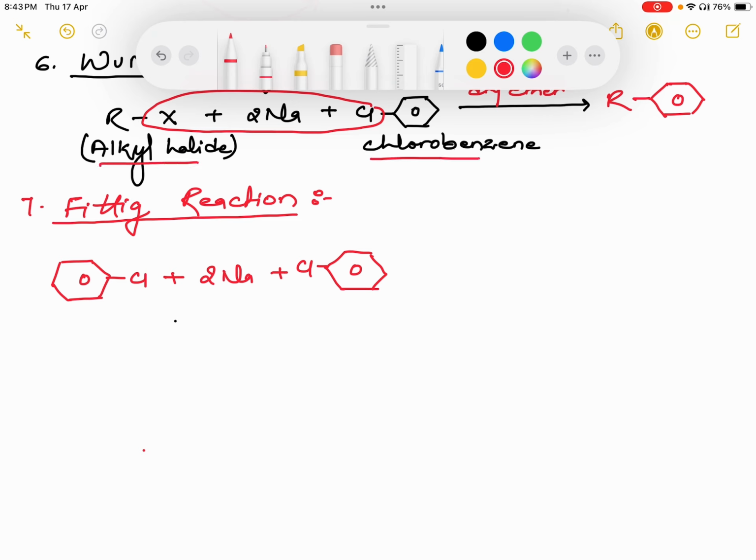One alkyl group and the other aryl group will attach. And here the situation is one is alkyl group and the other is aryl group. And if these have a connection, that is known as Wurtz-Fittig. And if both the aryl groups are there, that is Fittig. If both the alkyl groups are there, that is Wurtz.